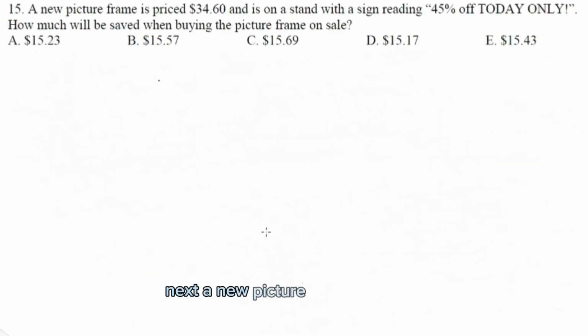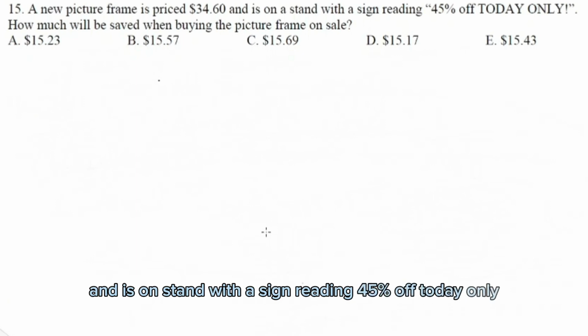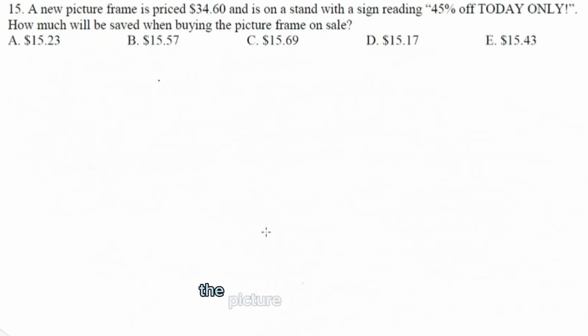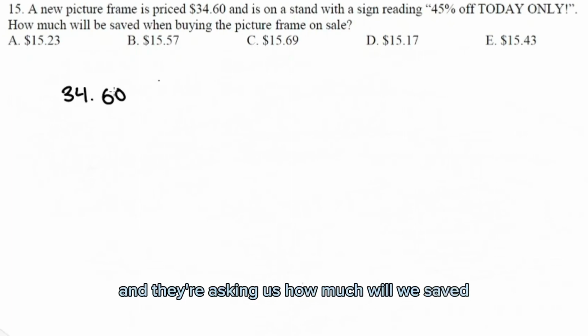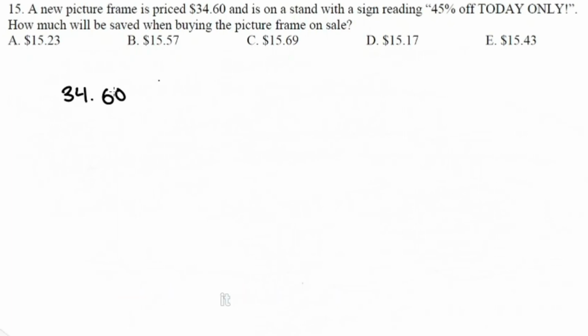Next, a new picture frame is priced $34.60 and is on a stand with a sign reading 45% off today only. How much will be saved when buying the picture frame on sale? Alright, so we're given the price of $34.60, and they're asking us how much will be saved when buying the picture frame on sale. It is on sale for 45%. So we are finding 45% of $34.60.